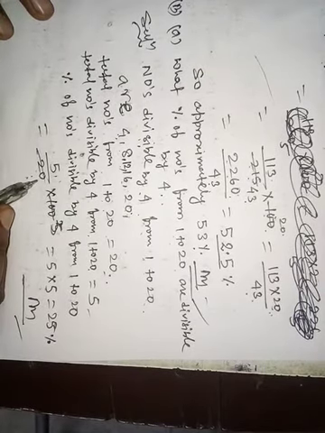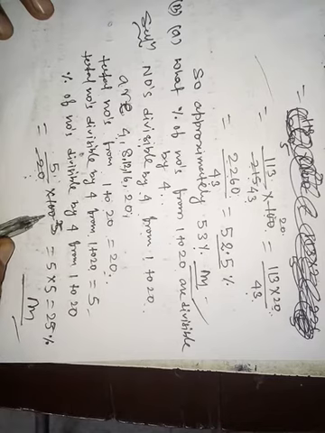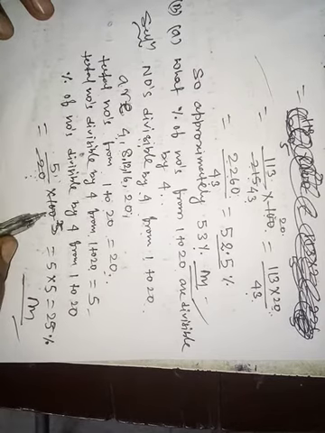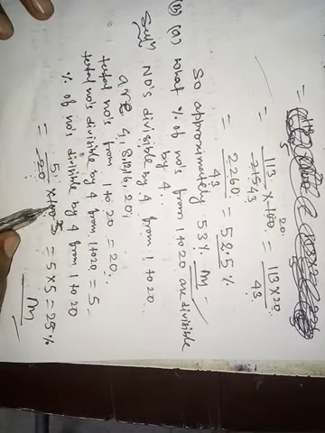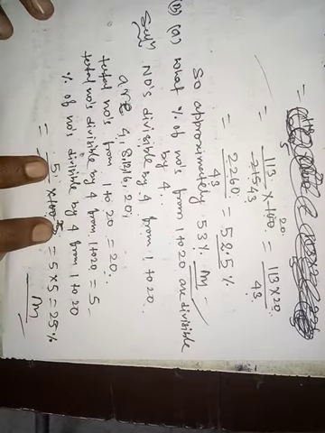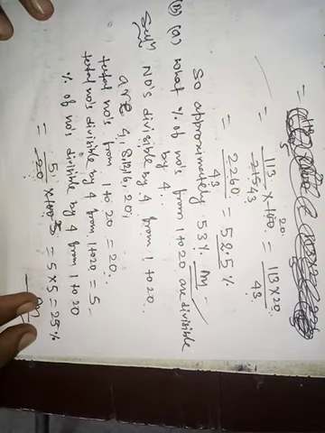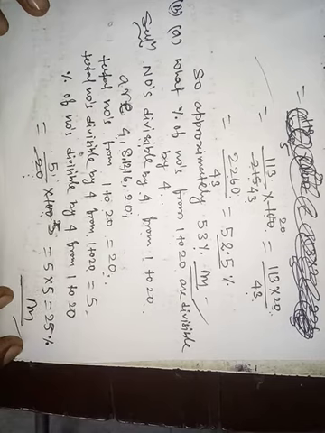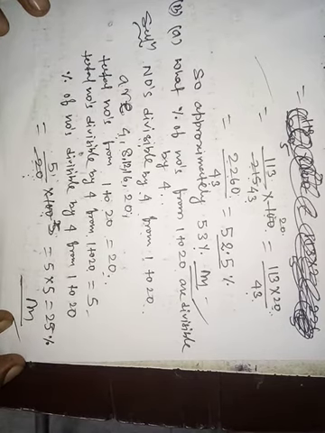And for percentage we multiply by 100. So we write 5 by 20 into 100. Here 20 cancels with 100 5 times, and you get 5 into 5, that is 25%. It means 25% of numbers are divisible by 4 from 1 to 20. Now the next question.